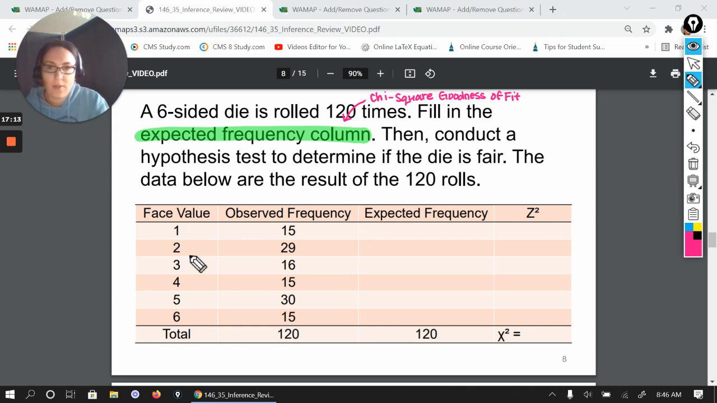Now we have the face value that's rolled, the observed frequency of how often that face value is rolled, and the expected frequency. Since each face value has a 1 in 6 chance of being rolled, if I roll it 120 times, I should expect a sixth of 120 to show up for each value. So 120 divided by 6, I would expect the frequency for rolling a 1 to be 20 times out of 120 rolls. And that would be the same expected frequency for each value on the die.